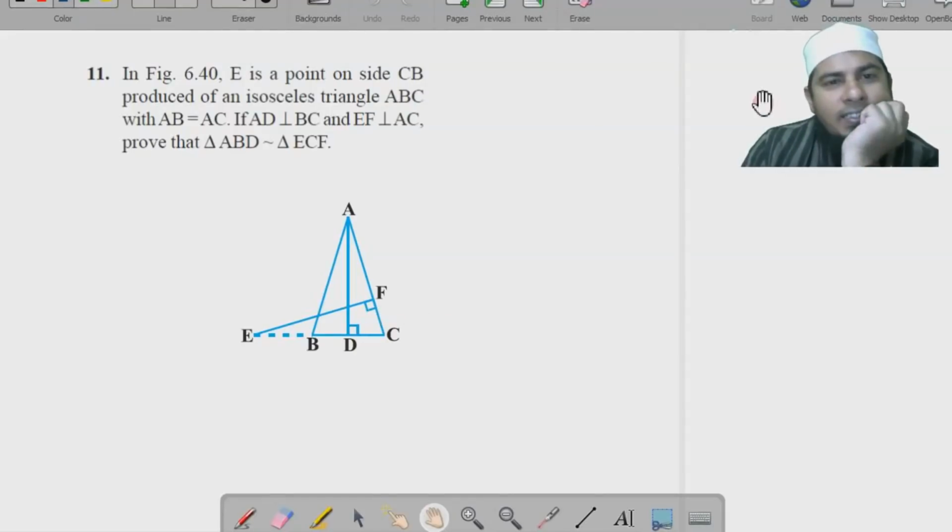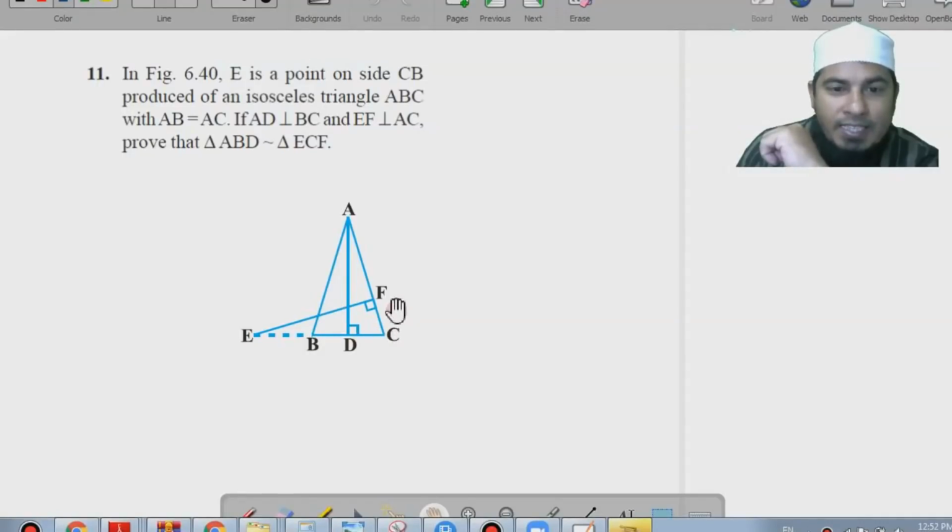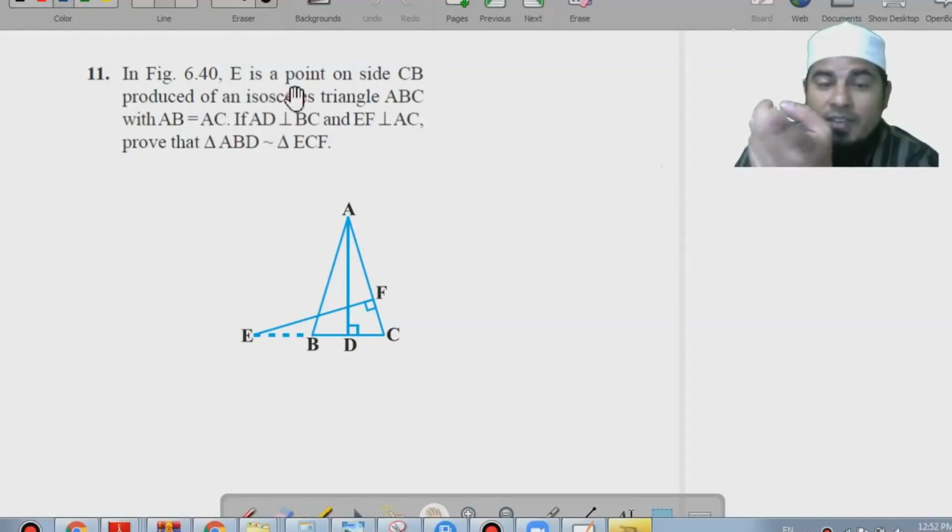Let us just think of it. Orally, if you think here, triangle ABD and triangle ECF are similar because in one angle we got 90 degrees: angle ADB and angle EFC, they both are 90 degrees. Angle B and angle C are equal because triangle ABC is isosceles, as given. So two angles in these triangles are equal, and these two triangles are similar.